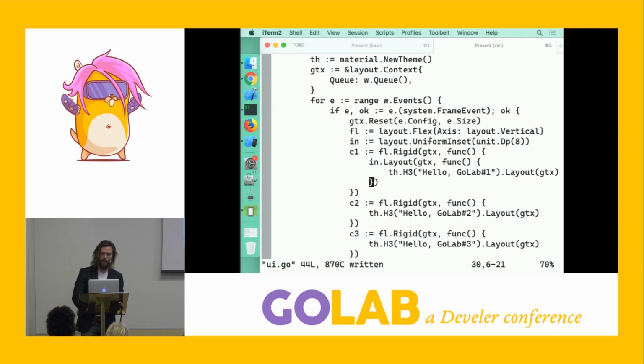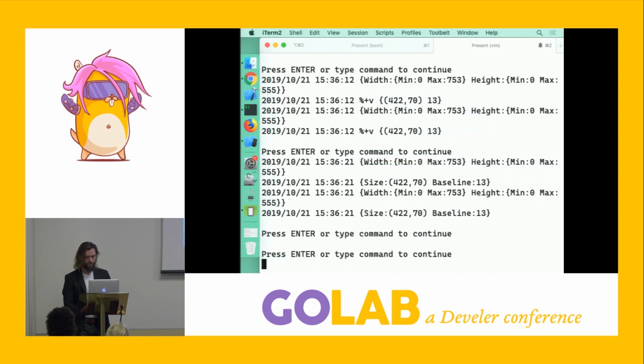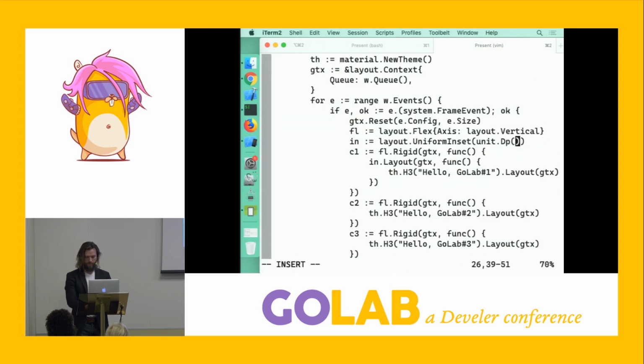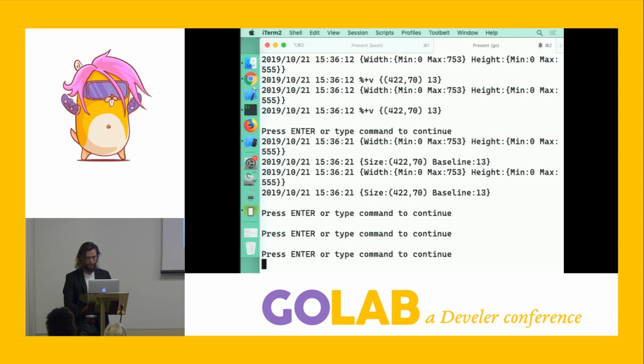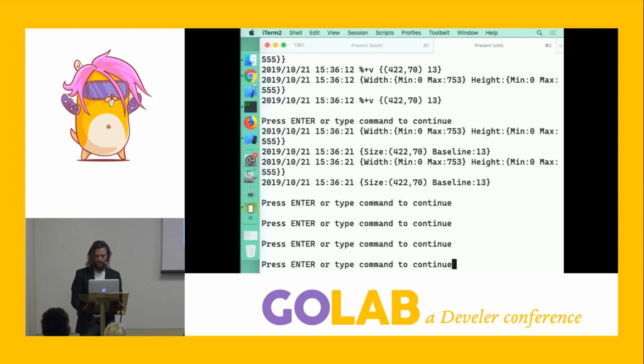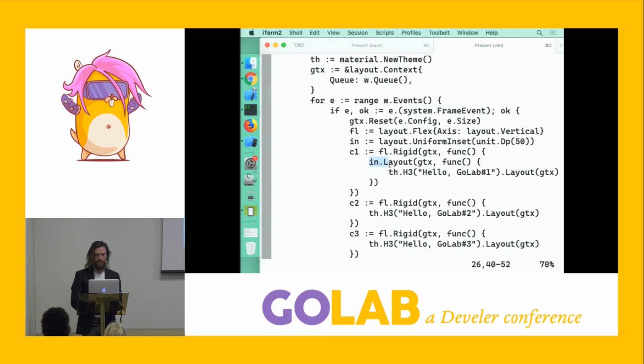So this is creating an object that insets something else with 8 device-independent pixels in each direction, and we're applying this recursively, or as a function, below the child of this flex. And okay, 8 pixels is not enough. Let's change it to 50 instead. So this is actually calling the first child of the flex, and that in turn calls the layout method of the inset, which is then laying out this label.